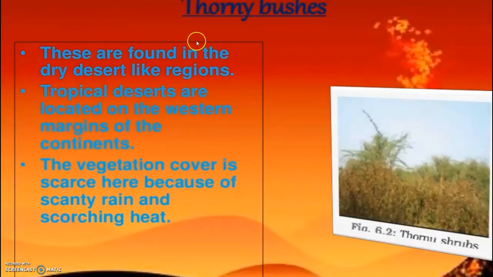The next type of vegetation is thorny bushes. These are found in dry desert-like regions.